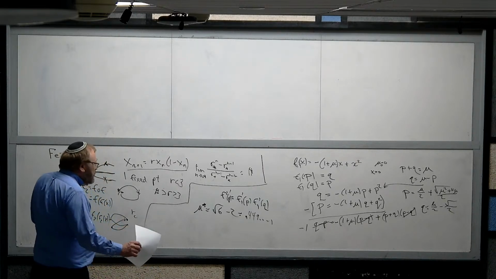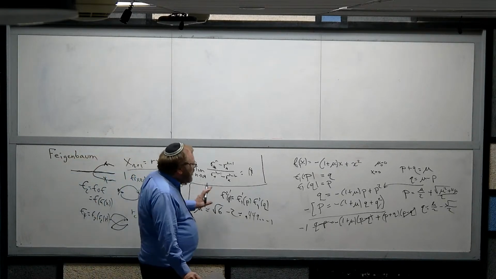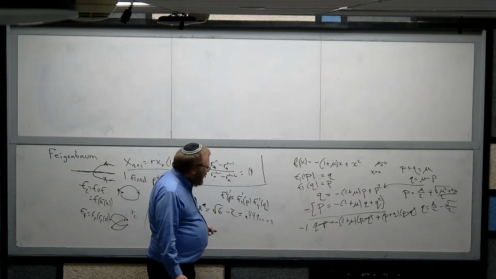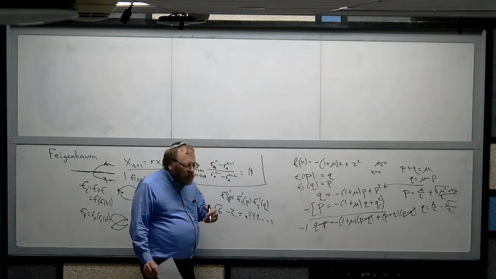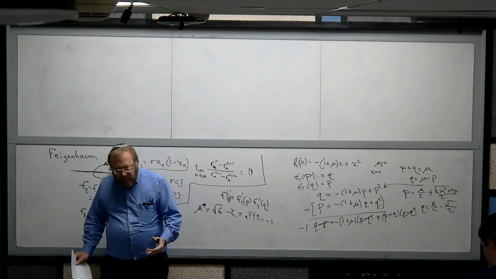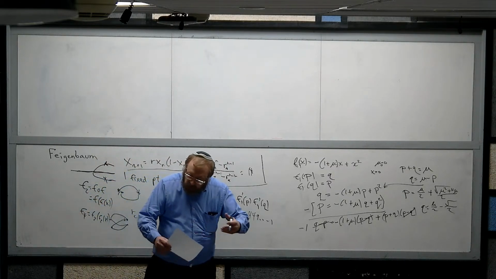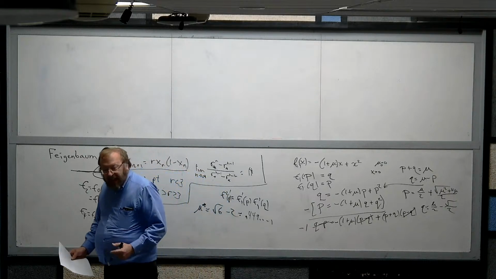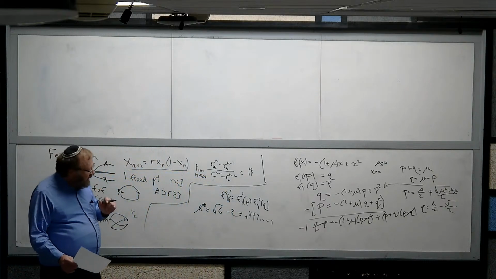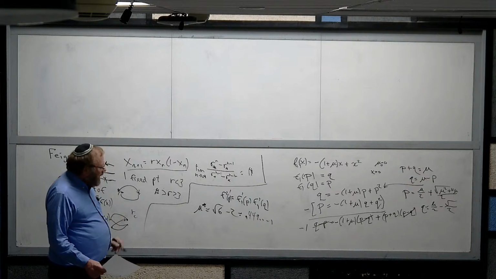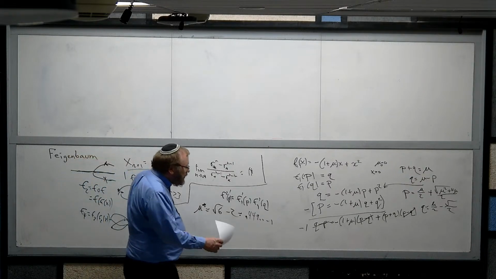Okay. So now the idea is that this story repeats itself, right? We went through one bifurcation, and now we're going to go through another bifurcation. So let's think about what this bifurcation looks like.